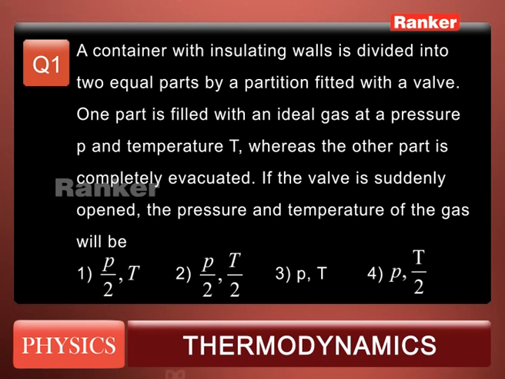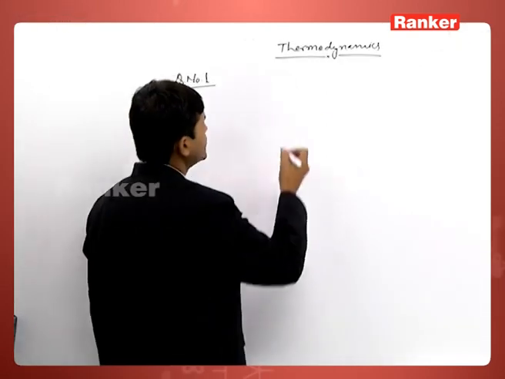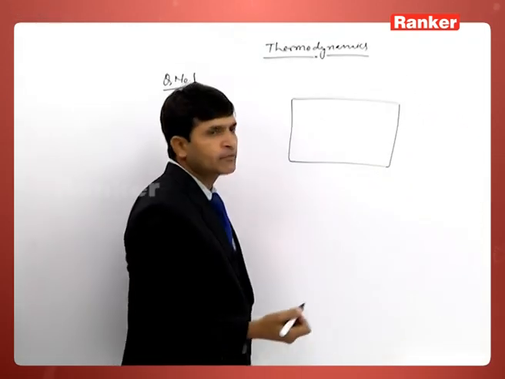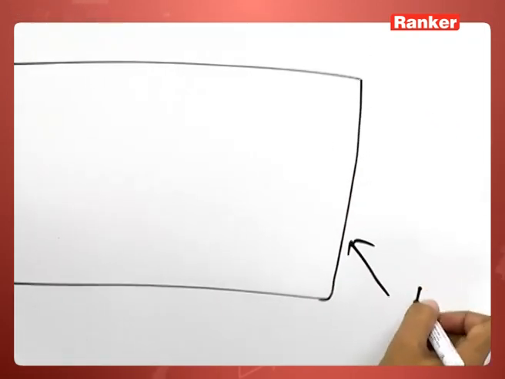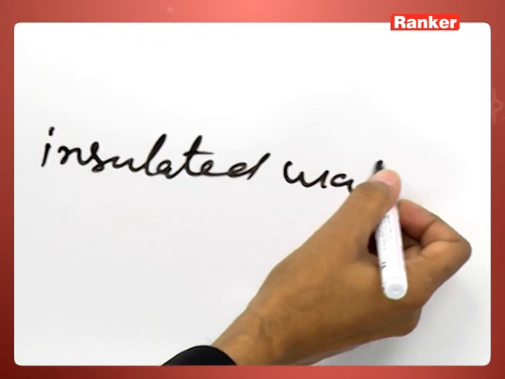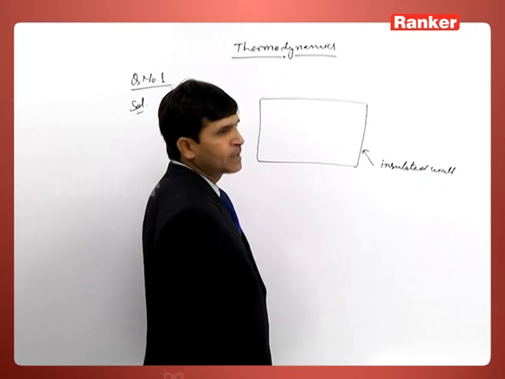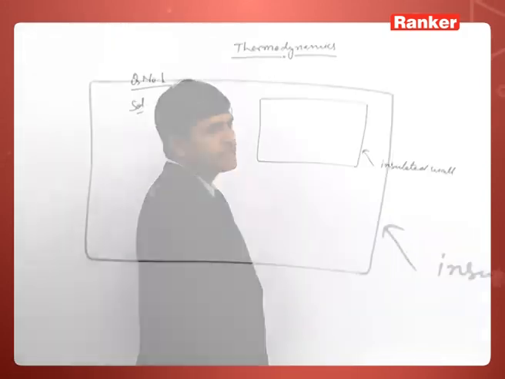The first option is P by 2 and T, second option P by 2, T by 2, third option P and T, and the fourth option P and T by 2. See, as per the question, this is your insulated wall. This is a container having an insulated wall. Insulated wall means heat cannot transmit or interact from inside to outside. Whatever the heat will be here, that will remain the same.